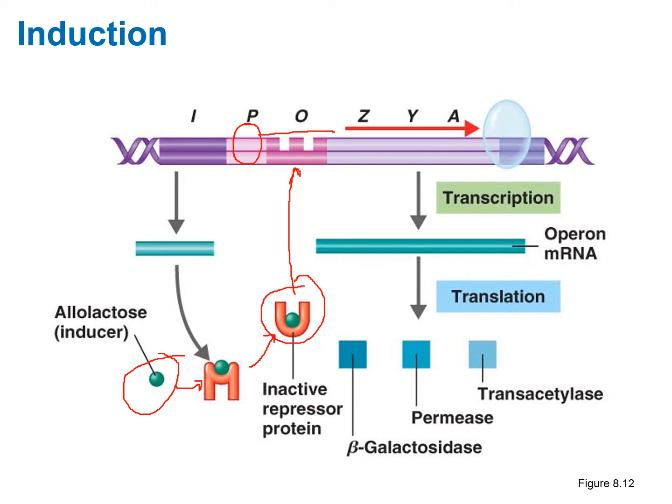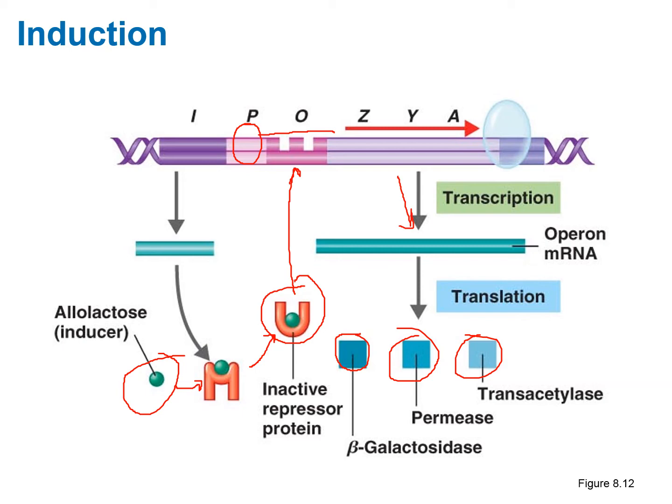operator site, and transcribe the structural genes, leading to the production of an operon messenger RNA. Then this operon messenger RNA gets translated by ribosomes to make proteins that the cell needs to metabolize lactose.